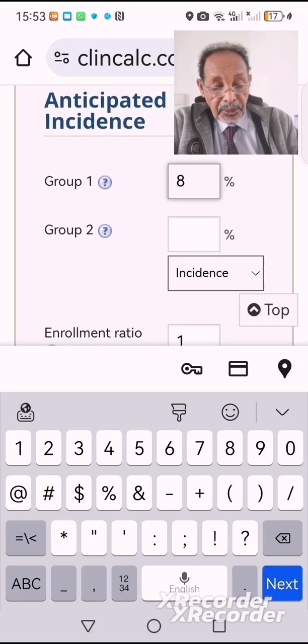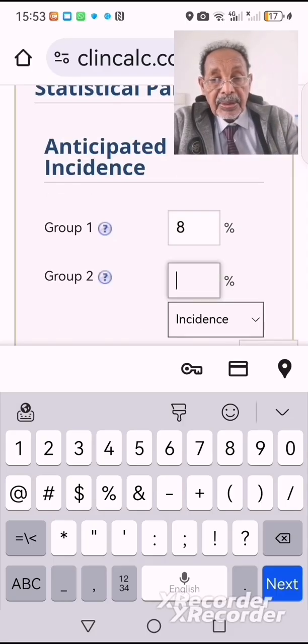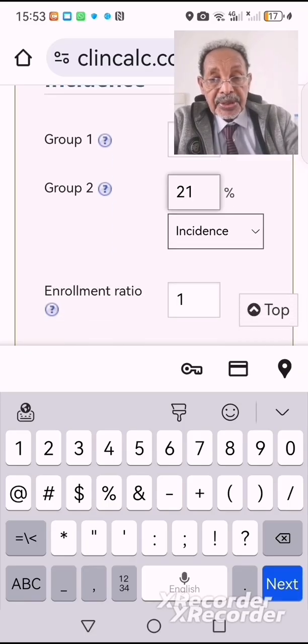And in group 2, let it be, for example, 21% in open cholecystectomy or open appendicectomy. Let us take it as 21%. And now we have to cut. These are incidences in percentage.